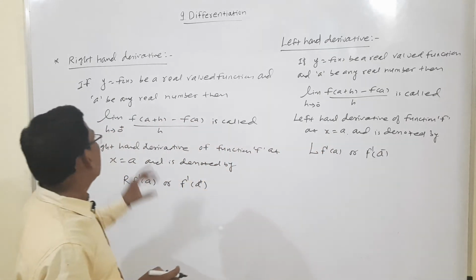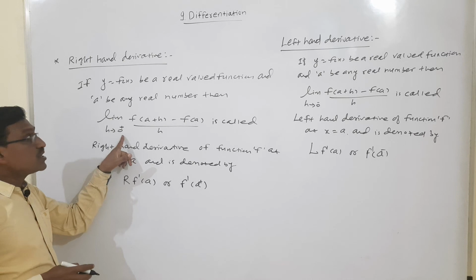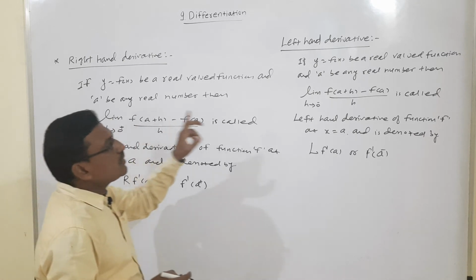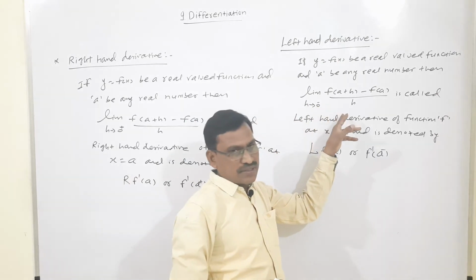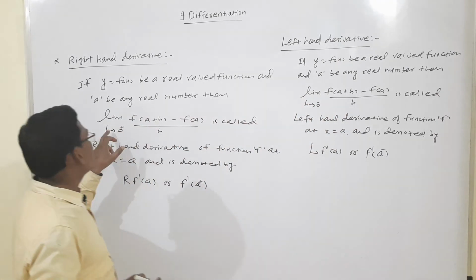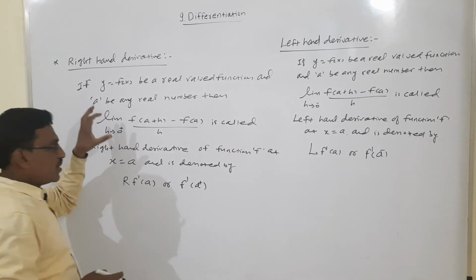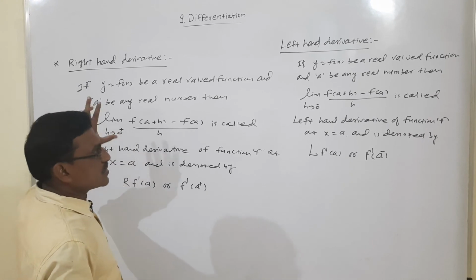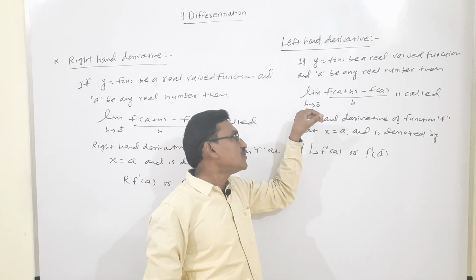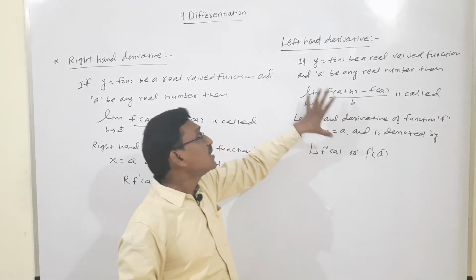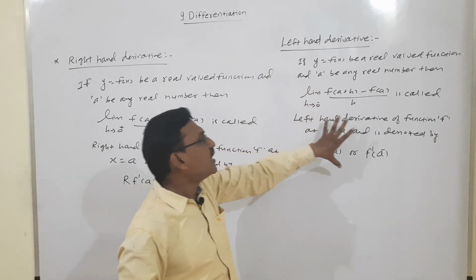So this is the right hand derivative, where h tends to 0 plus, and in the left hand derivative the interval is h tends to 0 minus. Whenever h tends to 0 plus, it is called the right hand derivative, and whenever the interval of this limit is h tends to 0 minus, then this derivative is called the left hand derivative.